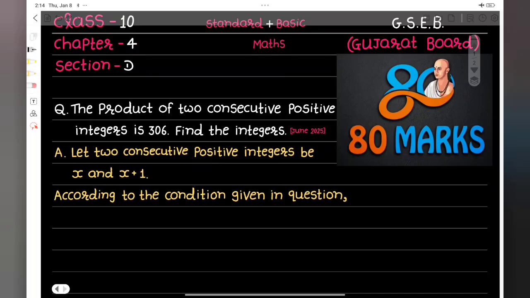Then, according to the condition given in the question, what is the condition? The product of these two numbers is 306. So, the numbers are x and x plus 1, so their product is 306.